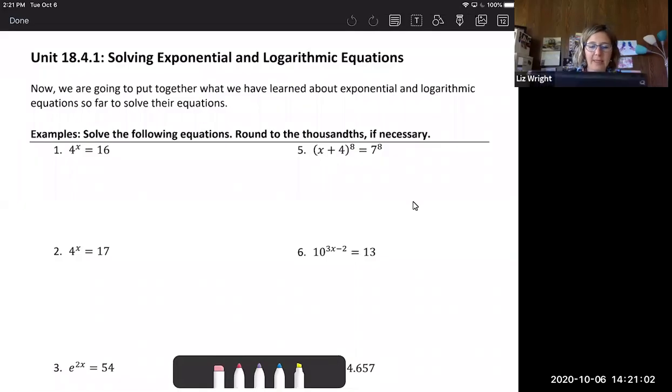Hi everybody, in this video we are going to be talking about 18.4.1, which is solving exponential and logarithmic equations.